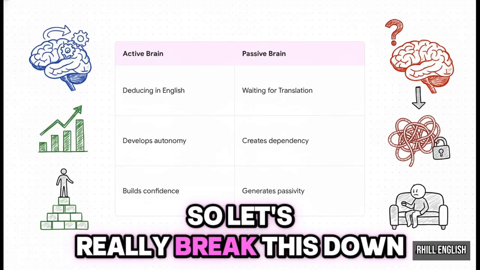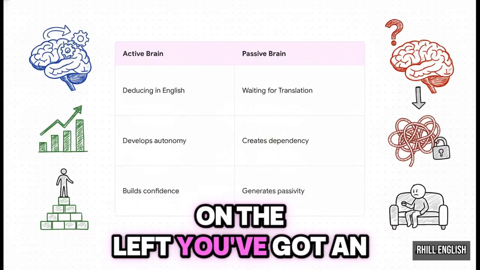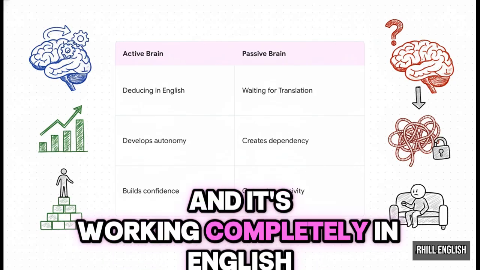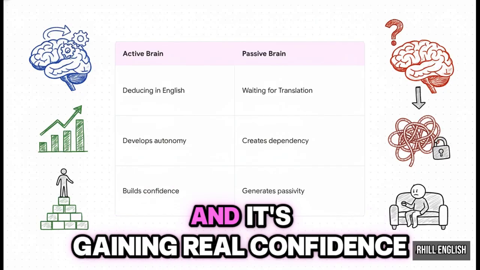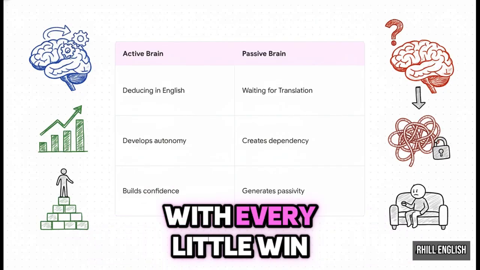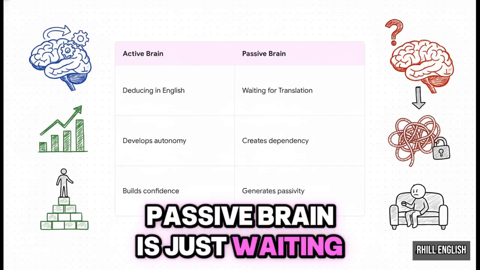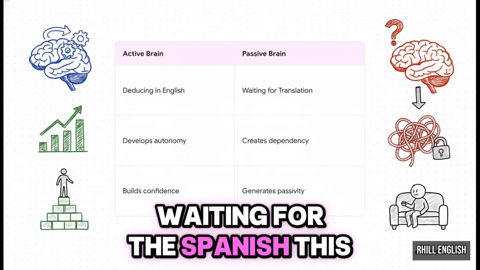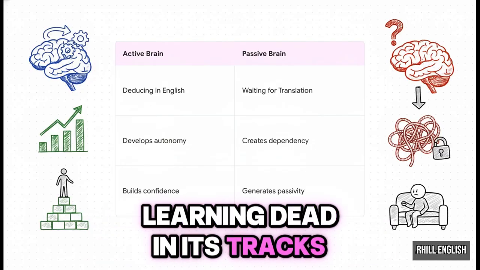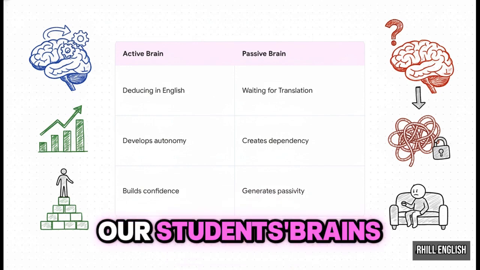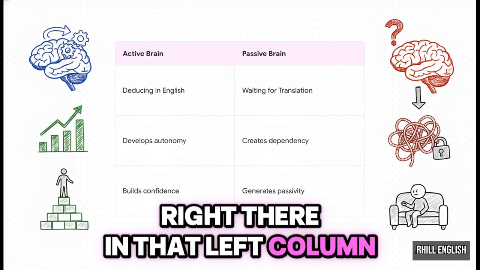So let's really break this down. What's happening inside their heads? On the left, you've got an active brain, and it's working completely in English. It's deducing meaning, it's building autonomy, and it's gaining real confidence with every little win. But on the right, that passive brain is just waiting for the Spanish. This creates dependency, and it stops real language learning dead in its tracks. Our job is to keep our students' brains firing on all cylinders, right there in that left column.